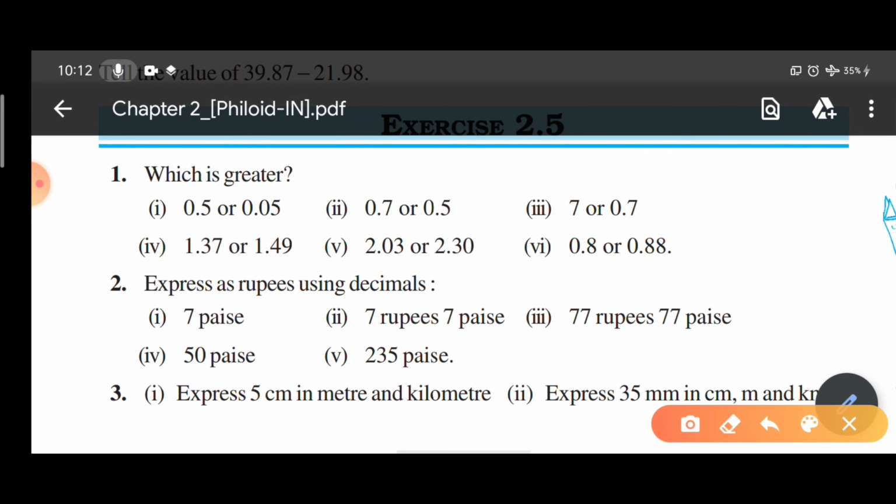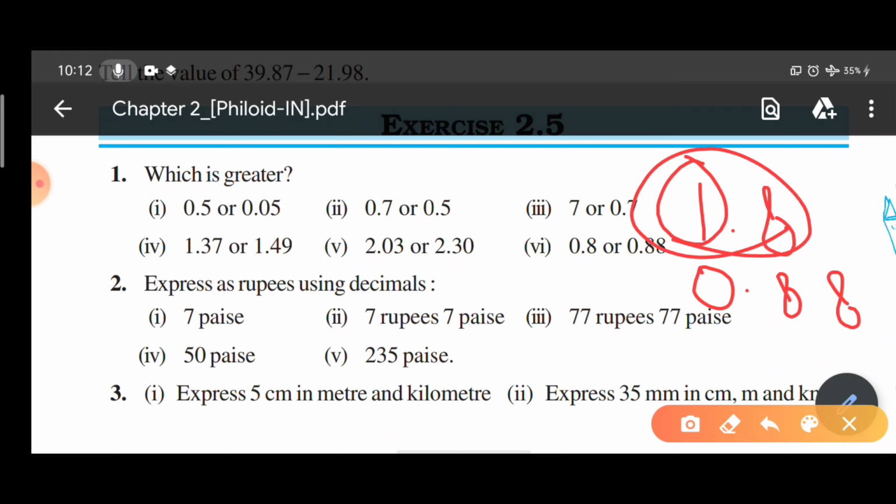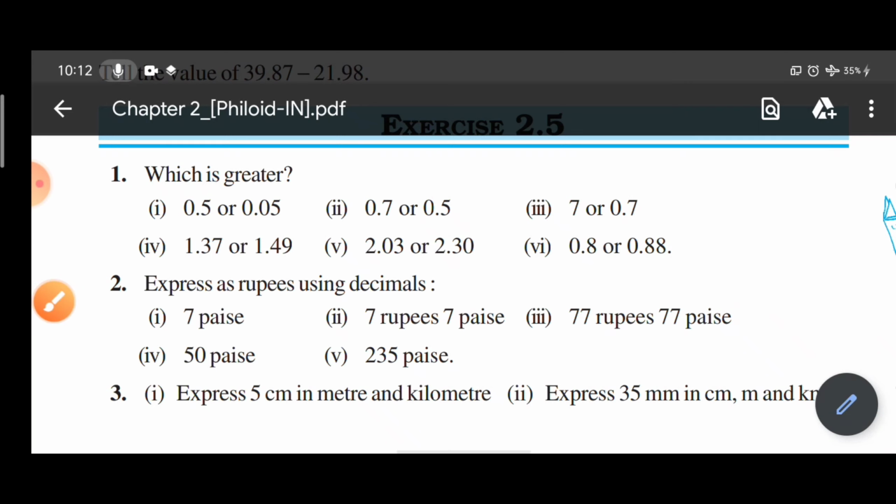In that way I can check if there would have been a simple change in my question. For example, it would have been like 1.8 and another is 0.88. First of all I start from this value. Here it is 1 and 1 is greater than 0, so no need to check further, this will become the greater value. In that way you can simply check which value is greater or lesser.